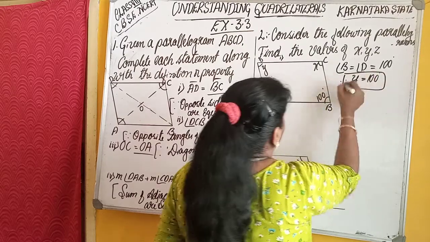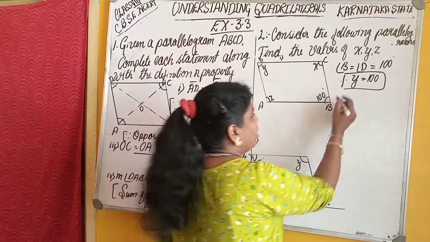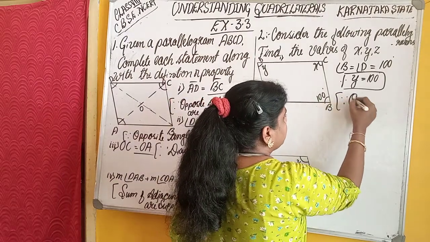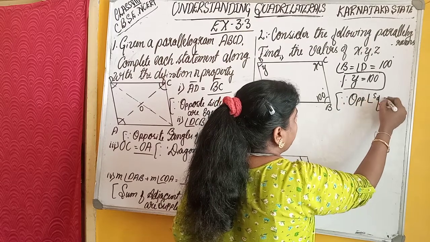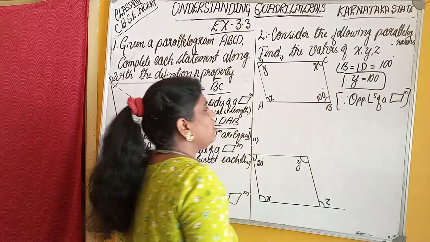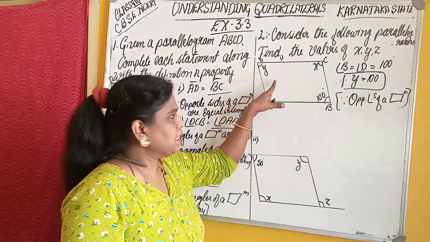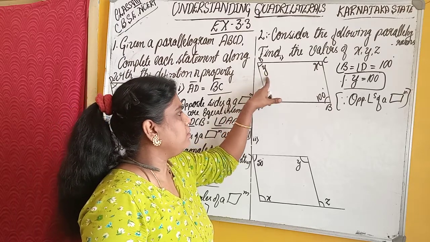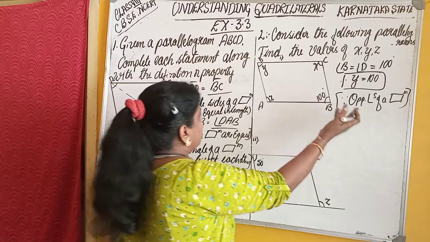Okay, you got it. What is the reason for that? Angle B and angle D are opposite angles of a parallelogram. Okay, students, you got it. Why are we writing angle B is equal to angle D? These two are opposite angles of a parallelogram. Therefore, angle y is equal to 100 degrees. The value of y is 100 degrees.